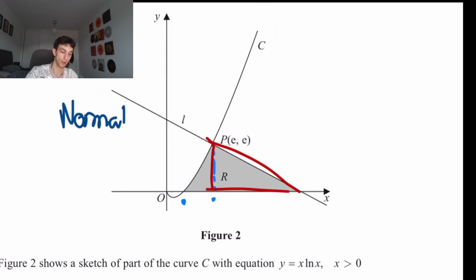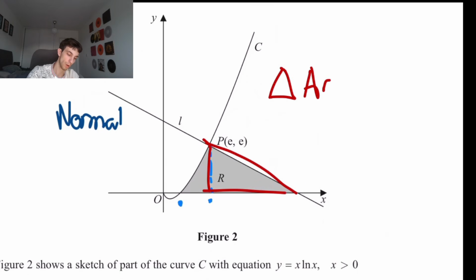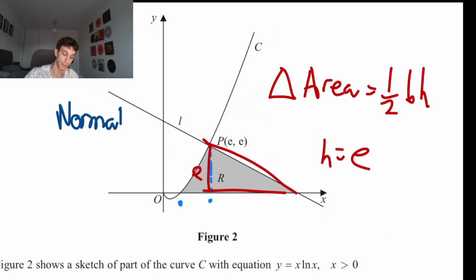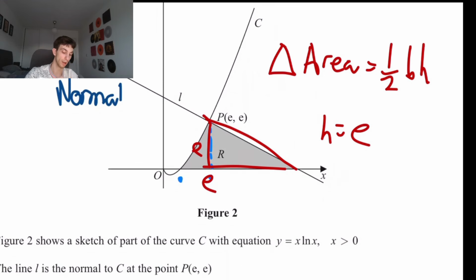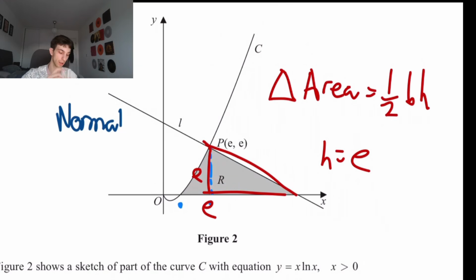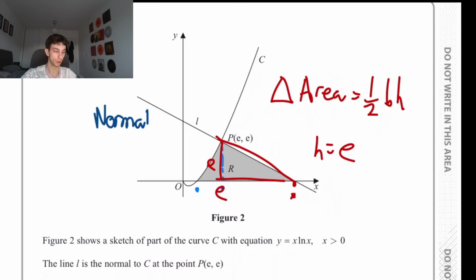Now, this is a right angle triangle, so to find the area of the triangle, we can simply do half times the base times the height. Now we already know the height of this triangle to be e. How do we know it's e? Because we have the coordinates of P to be (e, e). But to find the total length of the base, we have to find this x coordinate here where the normal line crosses the x-axis. Because if we can find this x value, we can take it away from e to find the length of the base. So let's start going through it.